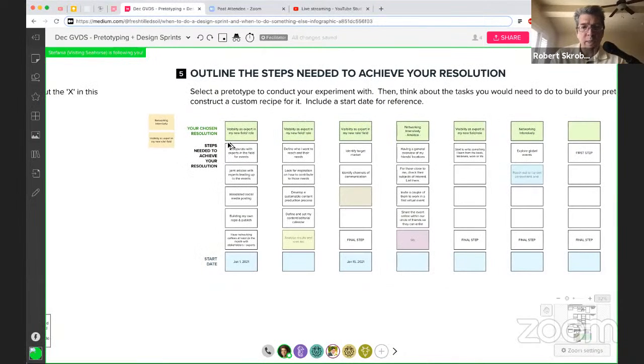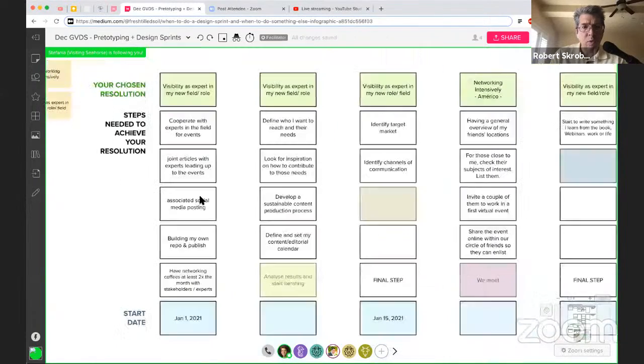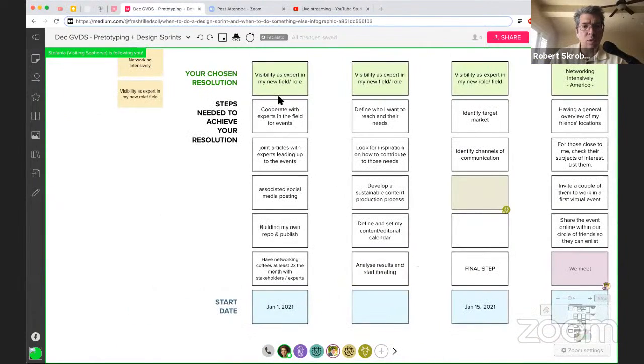So we have one done already. Let's zoom in a bit. For this particular resolution for this individual, visibility as an expert in your new field or role, it looks like the steps they're going to take are: cooperate with experts in the field for events, join articles with experts leading up to the events, associated social media posting, building my own repo and publish, and have networking coffees at least 2 times a month with stakeholders and experts.